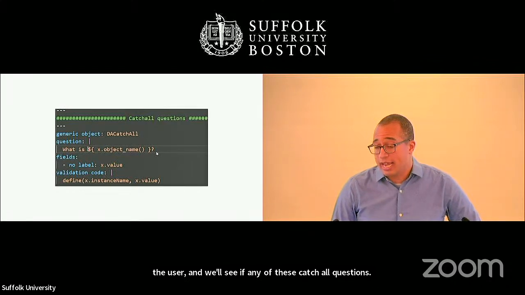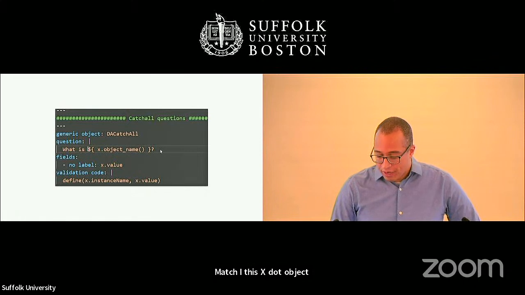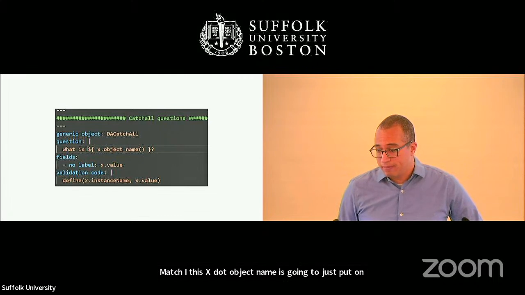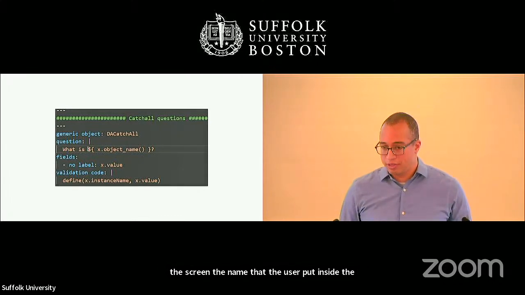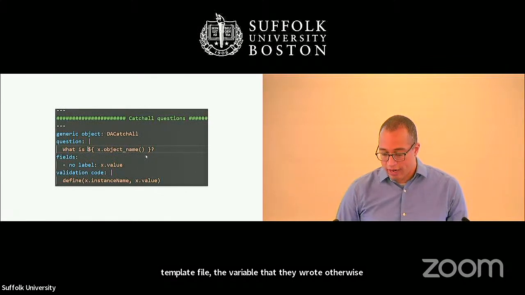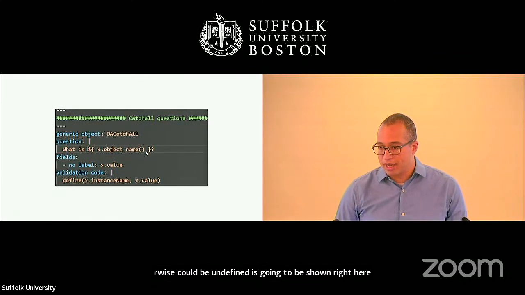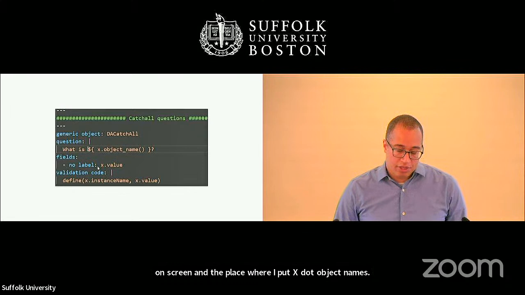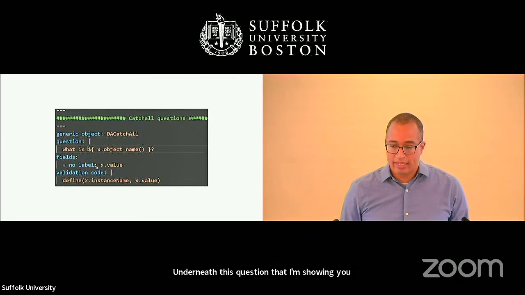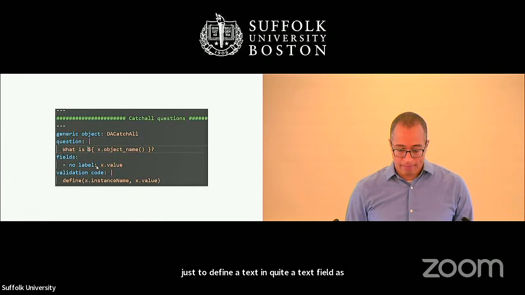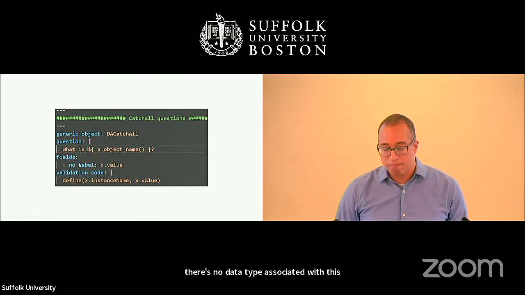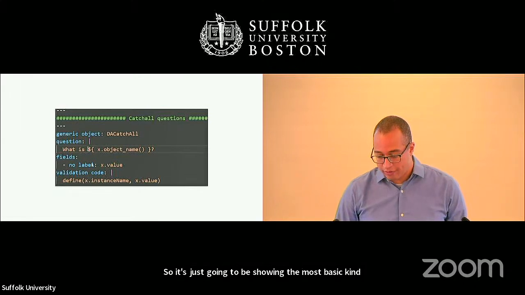This x.object_name is going to just put on the screen the name that the user put inside the template file. The variable that they wrote that otherwise could be undefined is going to be shown right here on screen in the place where I put x.object_name. Underneath this question that I'm showing you here is just to define a text input. A text field is what will pop up here. So you can see it's just the normal, there's no data type associated with this. So it's just going to be showing the most basic kind of Docassemble question in response to that.